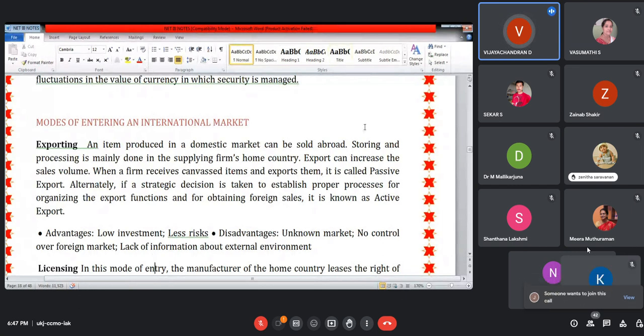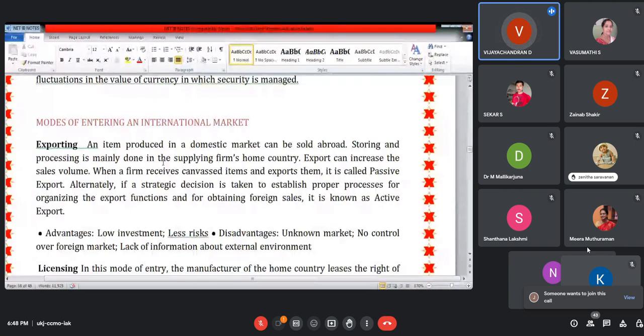So exporting can increase the sales volume. In this case, there is no complication. You need not set up any business abroad. Simply your product will be exported to other countries, so without any heavy investment you can sell the product. So what is exporting? Your product will be sold in a country located abroad, and this will increase the sales volume. Your product will not be restricted only to the domestic market, so your sales volume will increase. That is another option for increasing your market share.